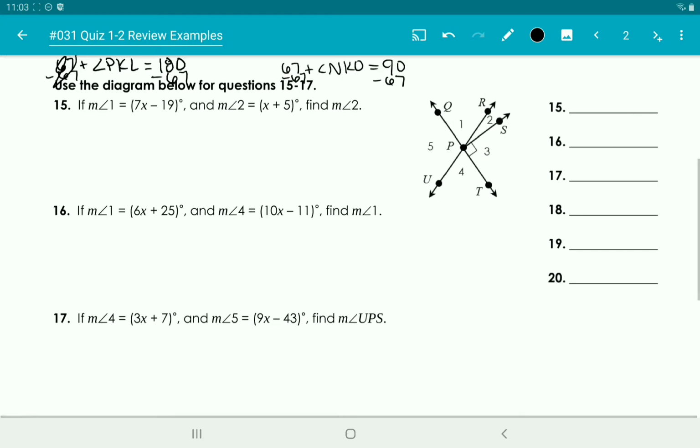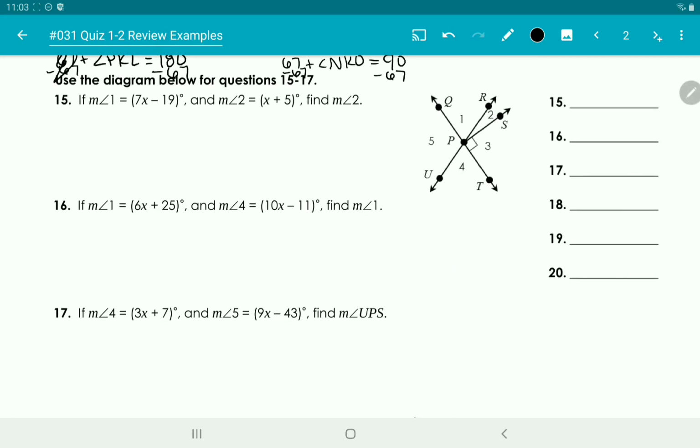Okay, so now we can go down to number 15. So we're going to use this diagram. I'm going to, again, copy it over and over so that we can actually look at it a little easier. So angle 1 gives us 7x minus 19. Angle 2 here is x plus 5, and it tells us to find the measure of angle 2. So in order to do that, we have to solve for x.